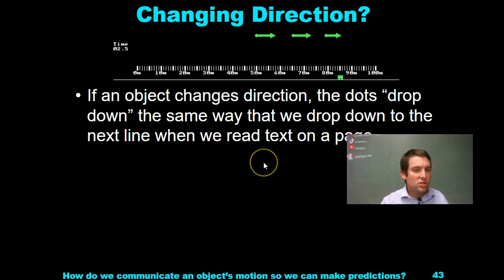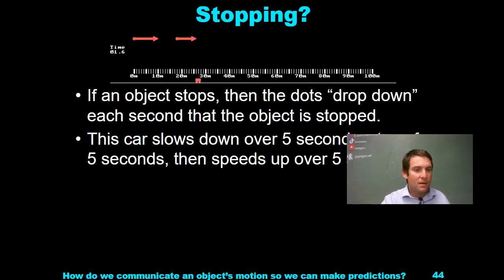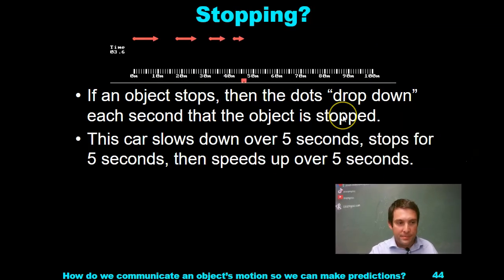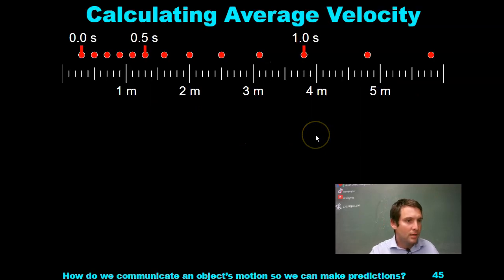If an object changes direction, the dots will drop down the same way that we drop down to the next line when we read on a page. If an object stops, then the dots drop down each second that the object is stopped. This car slows down for 5 seconds, stops for 5 seconds, and now we're speeding back up for 5 seconds.